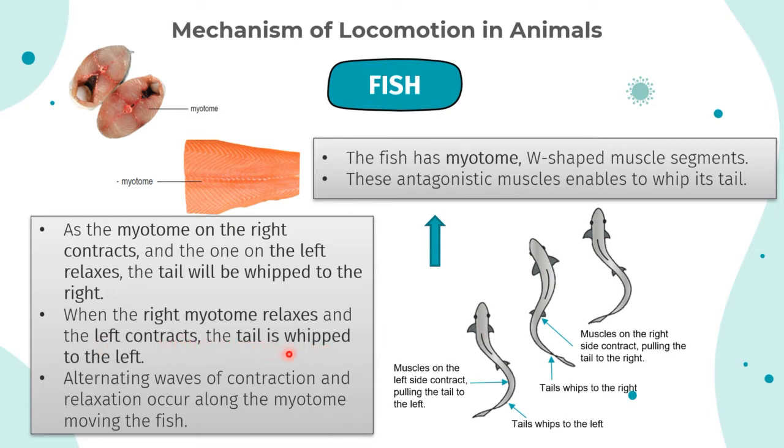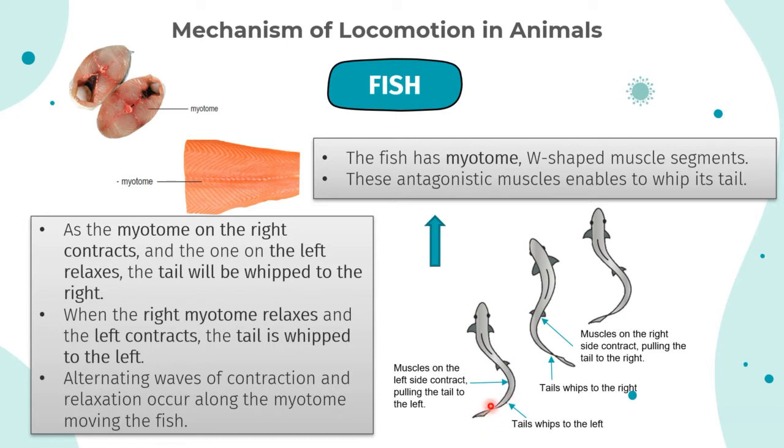So the tail is whipped to the left. Okay, so after that, what happened? The right myotome will relax, and the left myotome will contract. The left myotome will contract, and then it will cause the muscle to be shortened, and it will create a pull force. So that pull force will cause the tail to whip to the left.